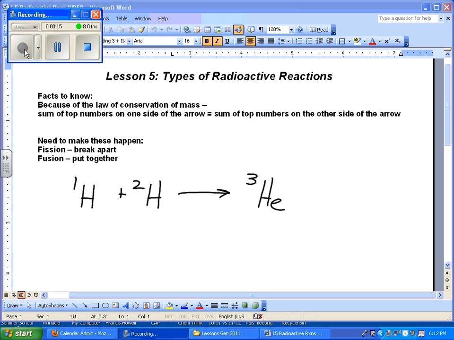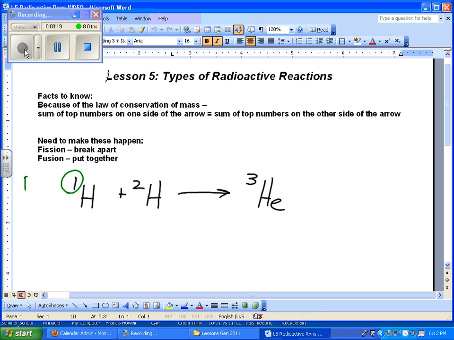First of all, there's a thing called conservation of mass. Remember this top number? This is protons plus neutrons. On the reactant side, I have one proton plus neutron here, two here, so I must conserve those. Those two added together must equal this number.